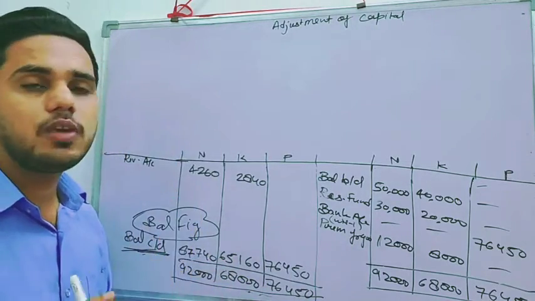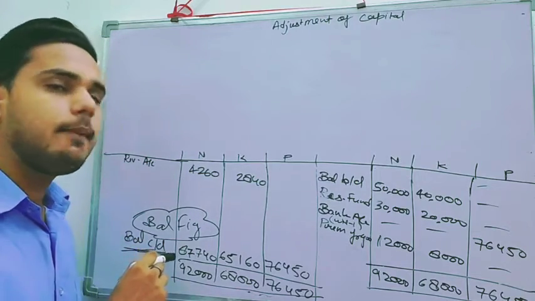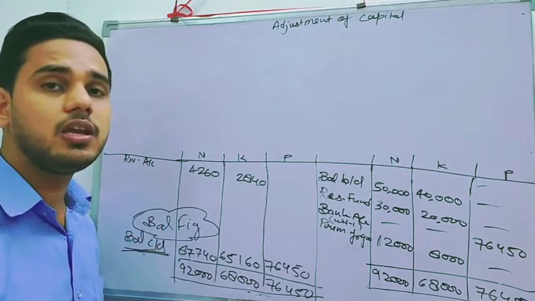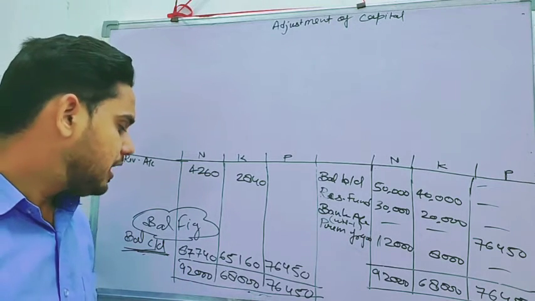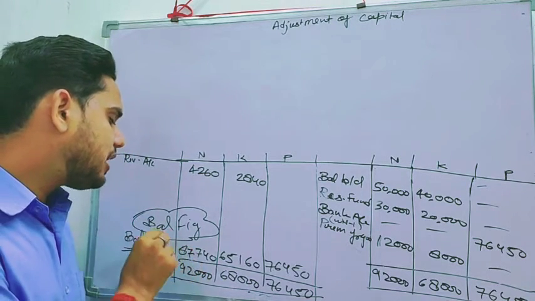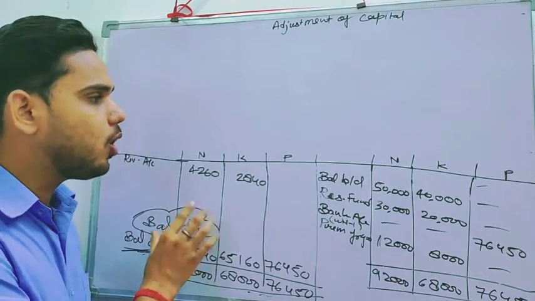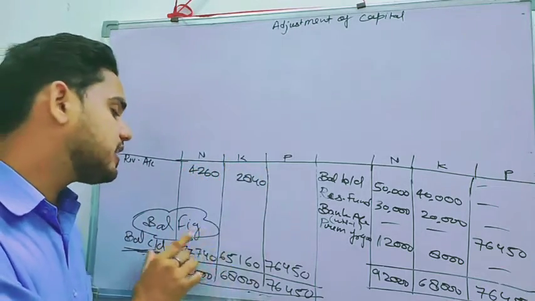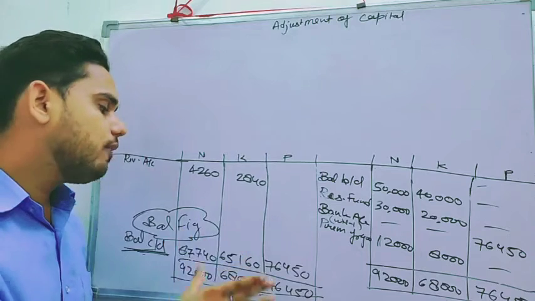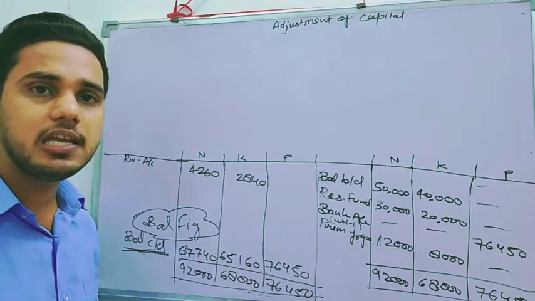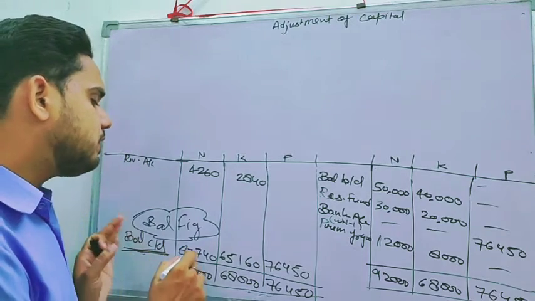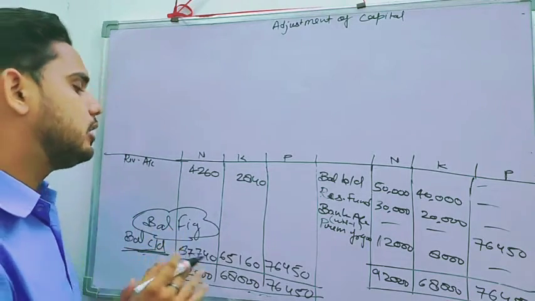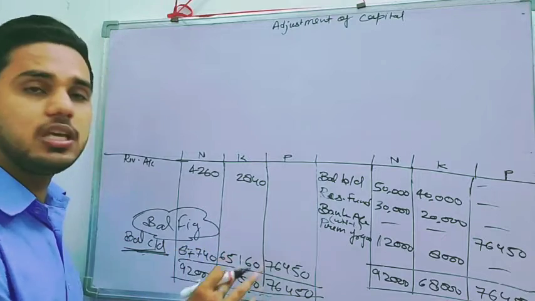What adjustment of capital means is that the closing capital which you got as a balancing figure will not be a balancing figure. What does it mean, sir? It means that you will not write the balancing figure of this capital account as a closing capital. You have to calculate closing capital in a different way, or we can say that the question will tell you what the closing capital will be.